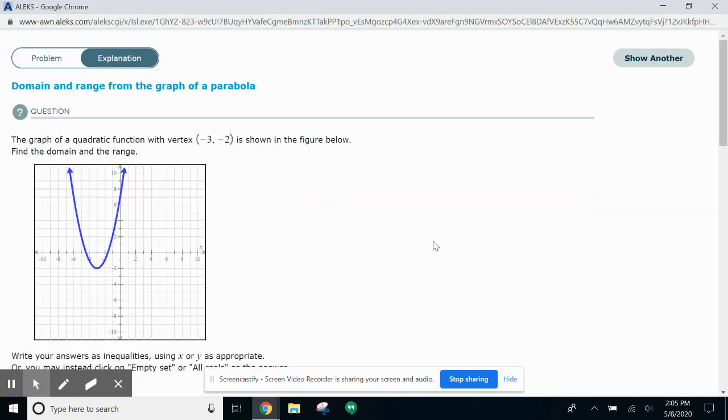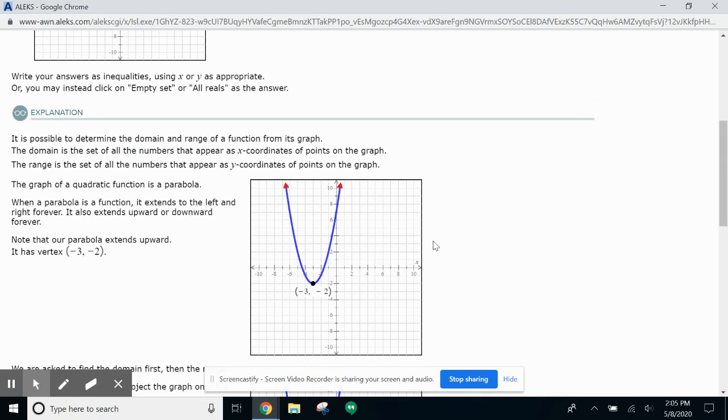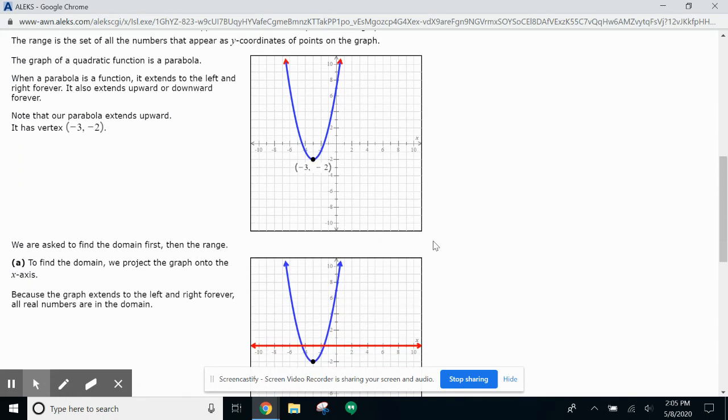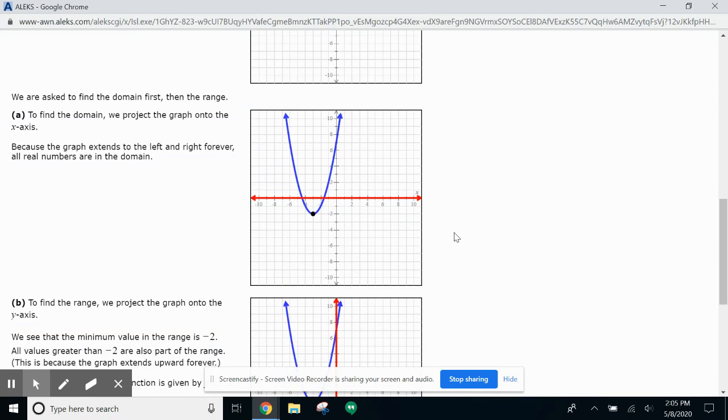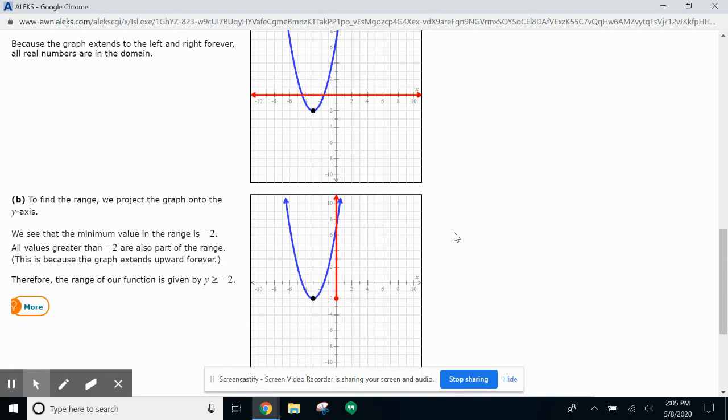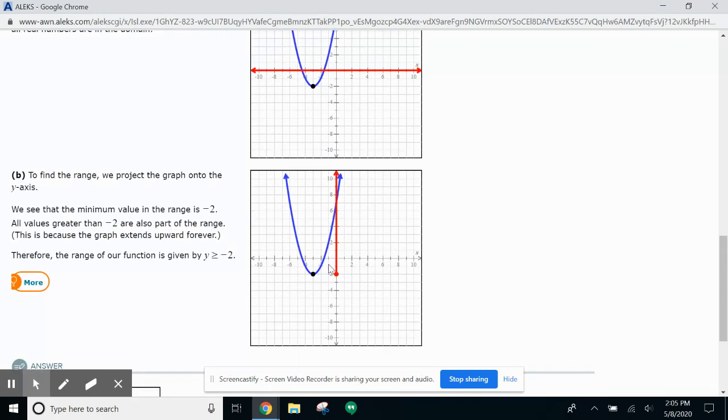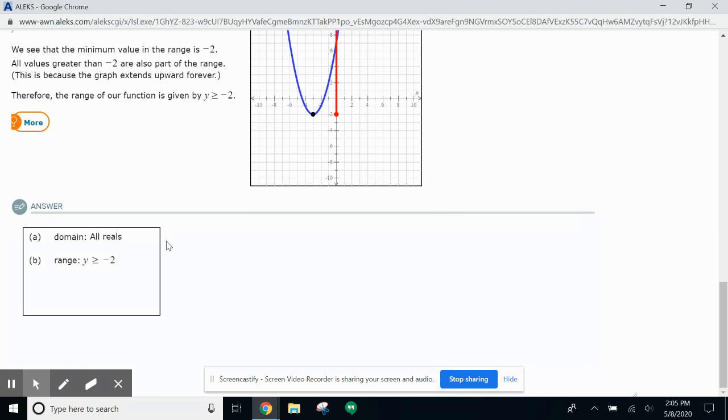Let's see how they write it here. They say domain's going to be all reals, go left and right forever. And this one's going to start at -2 and go up for our range. So they put all reals for domain, and for range they put greater than or equal to -2. If you don't have to put all real numbers, you can just put the words all reals.